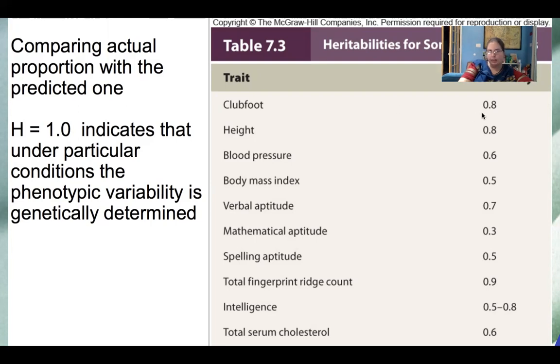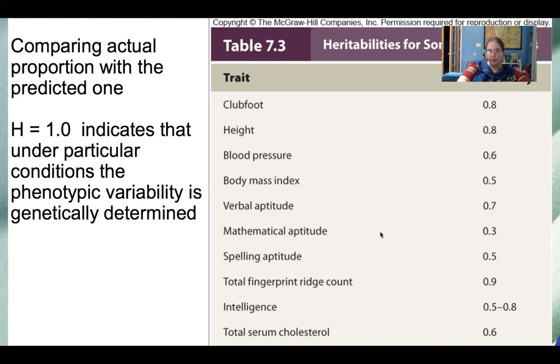So clubfoot has a heritability of 0.8. So that means that there's a large genetic influence, but a small environmental one. Height, 0.8, again, large genetic influence, but as we already said in the previous presentation, diet and health can affect your height. Blood pressure, 0.6, and now we're kind of seeing it drop a little bit. Body mass index is only 0.5, so that means that there's a larger amount of environmental factors, such as our diet or exercise or lack of exercise that affect that.